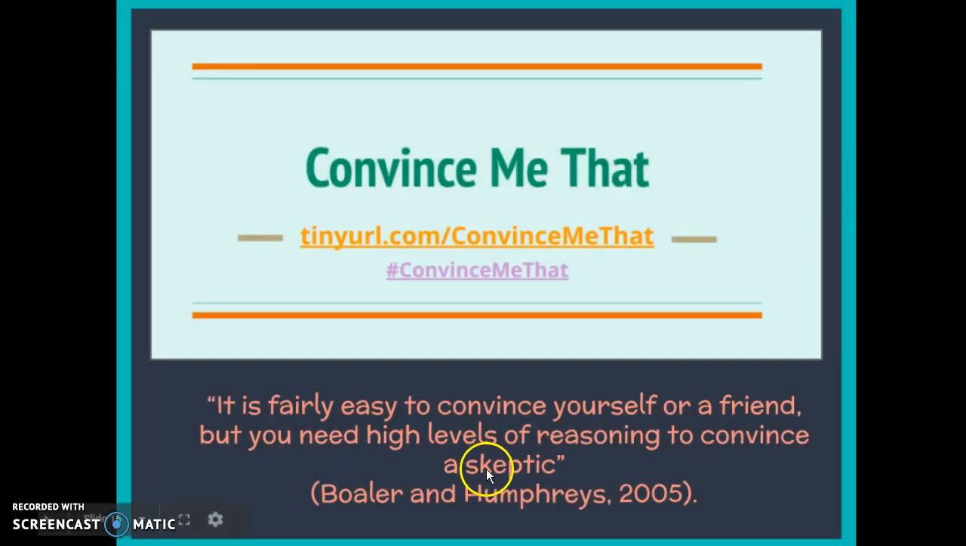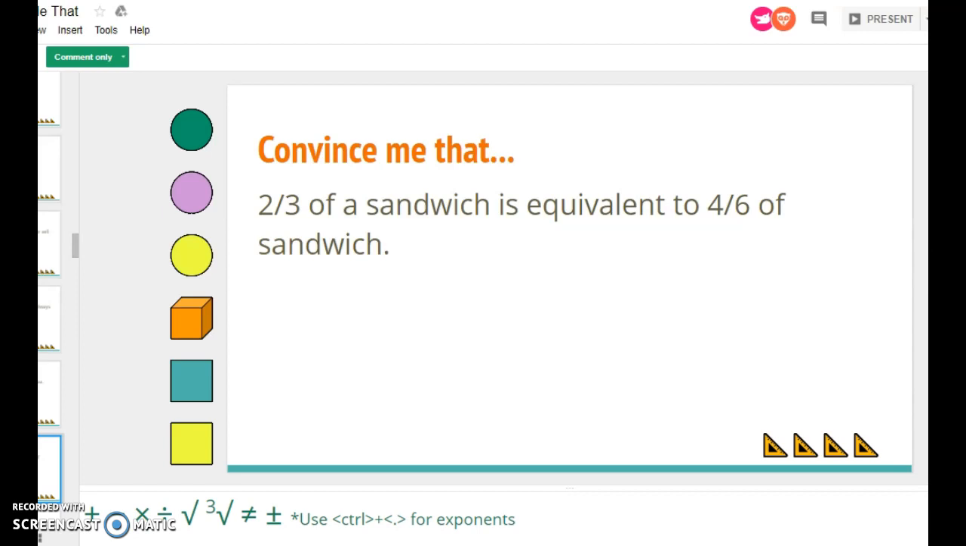It is fairly easy to convince yourself or a friend, but you need high levels of reasoning to convince a skeptic. So in this activity, students need to convince a peer why they think something is true. So examples, convince me that 2/3 of a sandwich is equivalent to 4/6 of a sandwich. So what would they do? Maybe they are going to draw a picture. Maybe they would show you in a formula. But students need to be able to have enough understanding of the problem and be able to explain with enough reasoning what is happening in that.